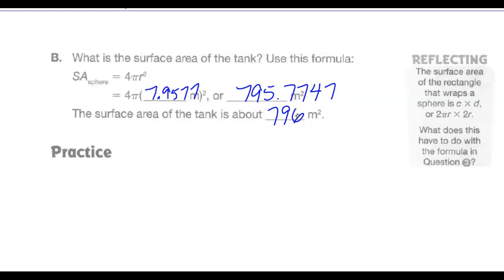Okay. All right. So a couple different versions of formulas for surface area of a sphere. You can choose whichever one you want. All right. So do the practice before the next lesson.